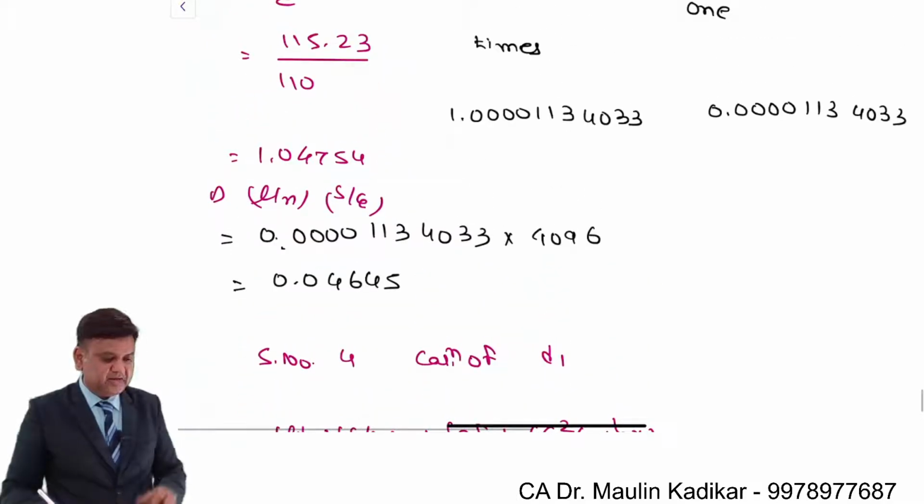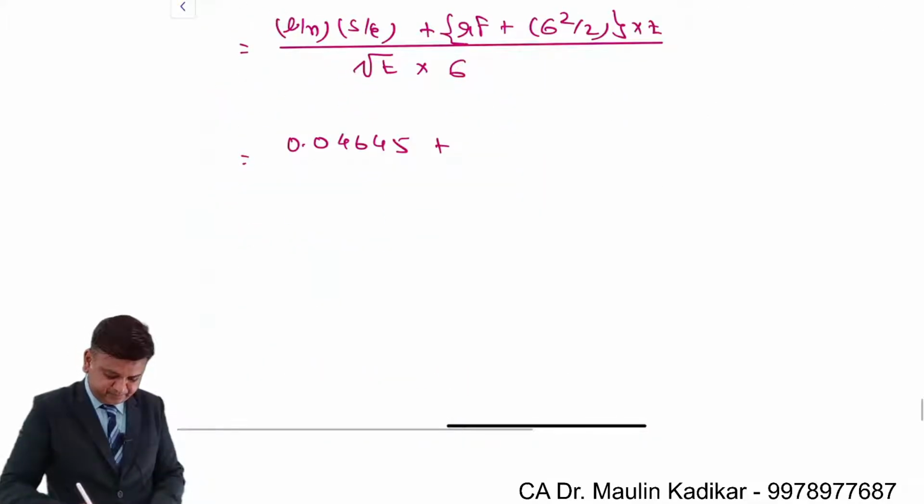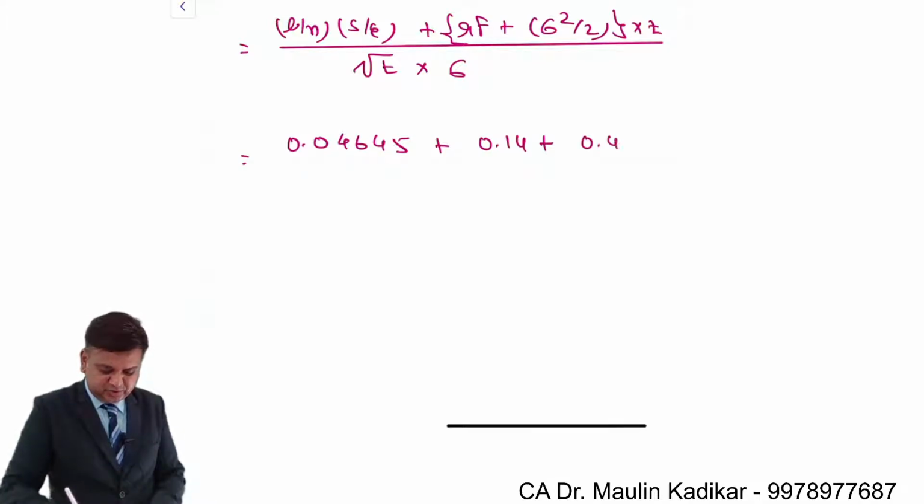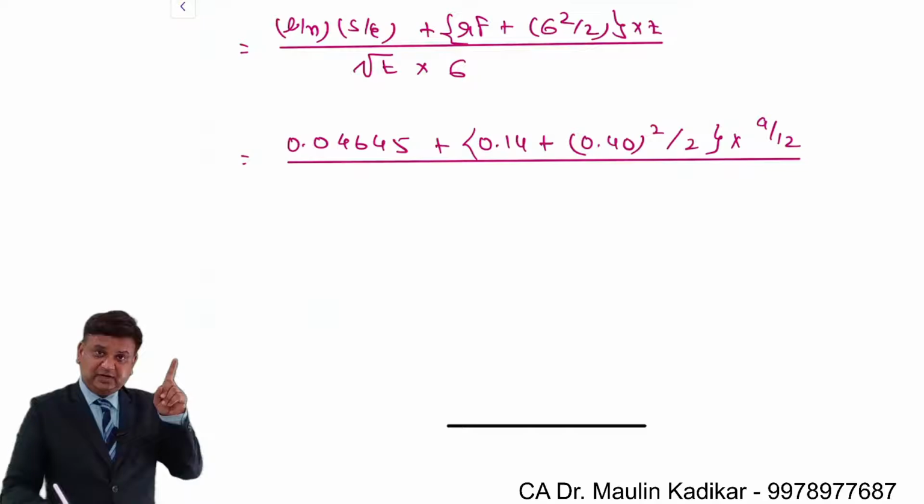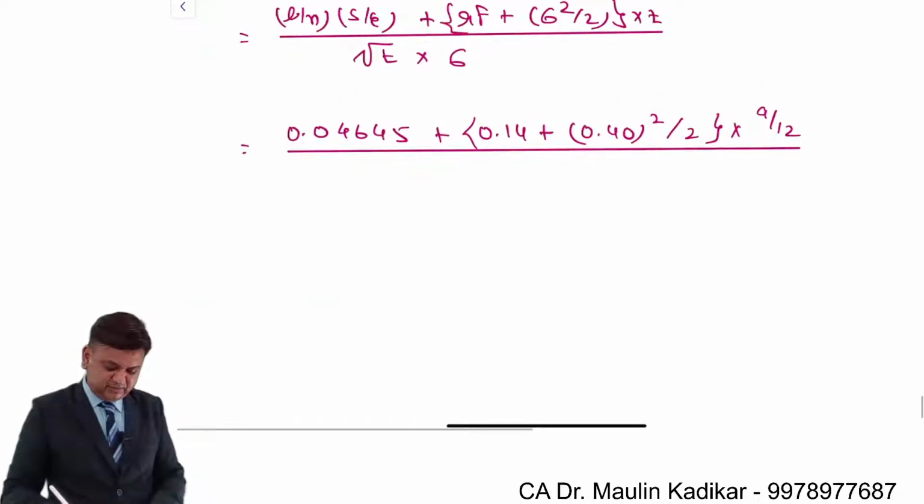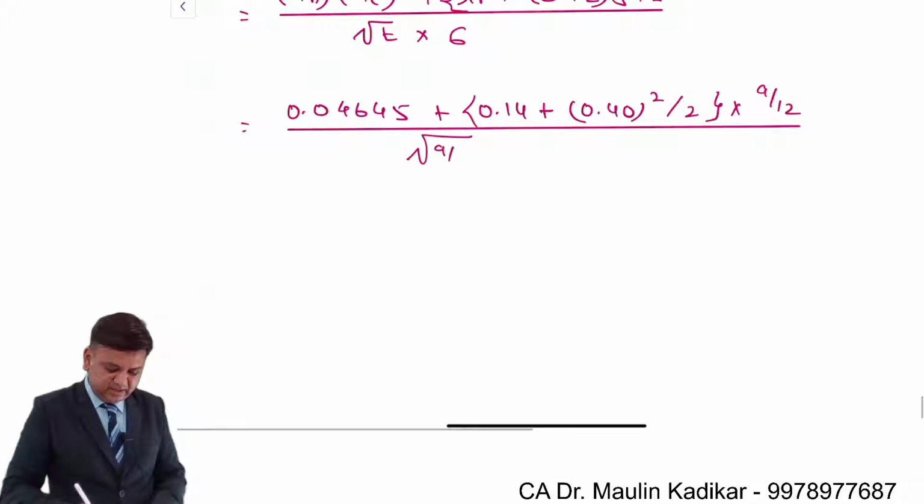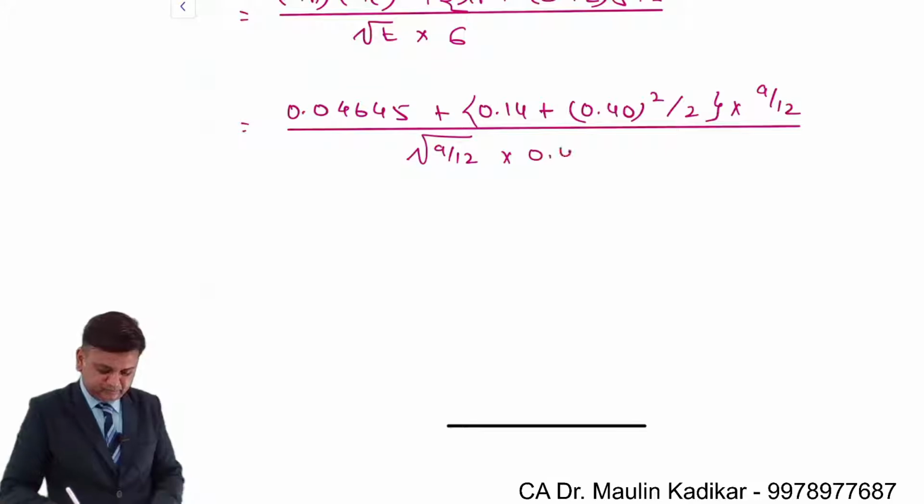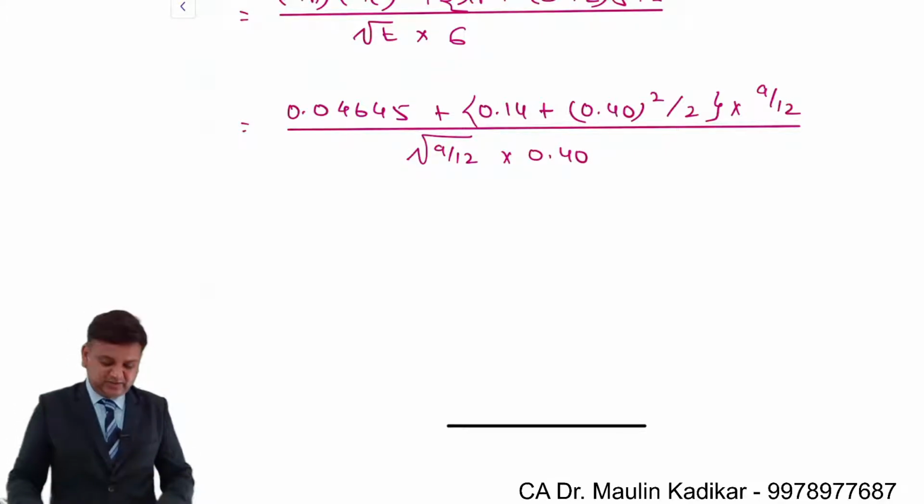Plus RF. RF stands for the risk-free rate of return, which is provided as 14%. Plus variance. Variance is square of 0.4 divided by 2 whole into time period. Time period is 9 divided by 12. Only for once we had to use 4 divided by 12 in dividend. The rest everywhere it is 9 divided by 12. Whole divided by under root of 9 divided by 12 into 0.40. This is the way we are required to calculate the answer.